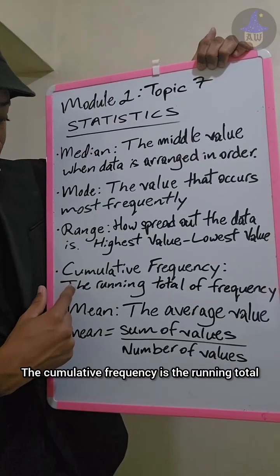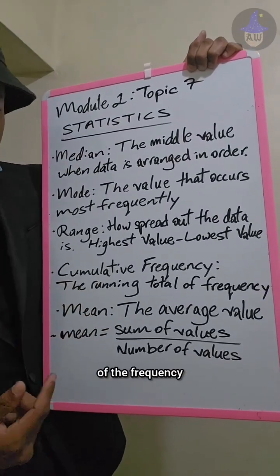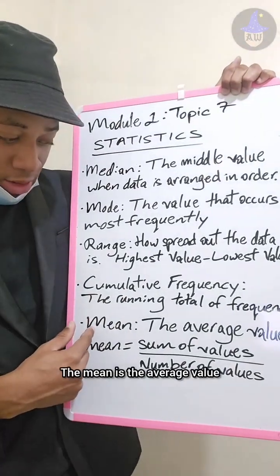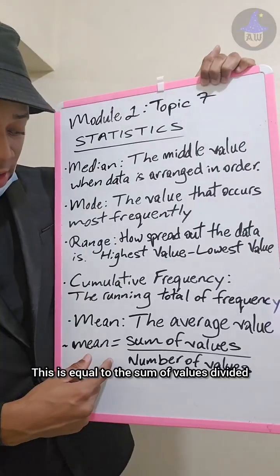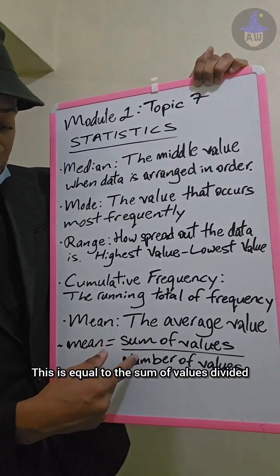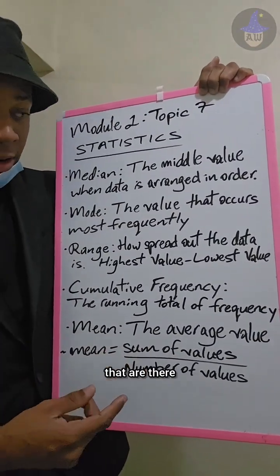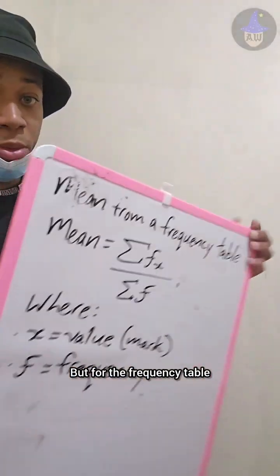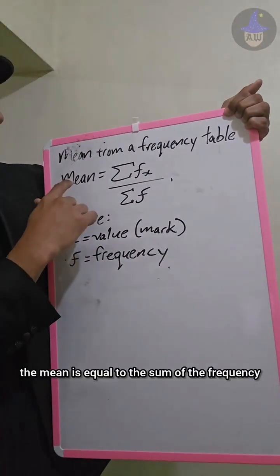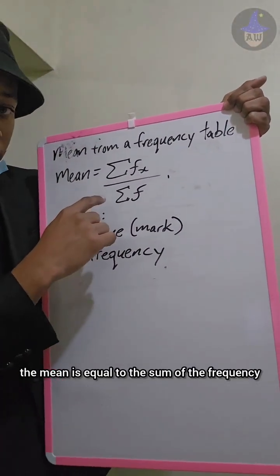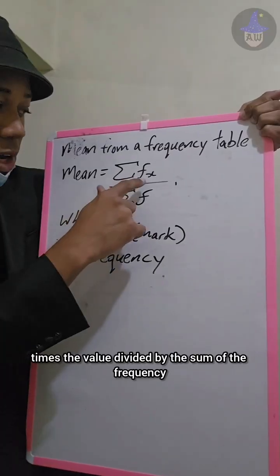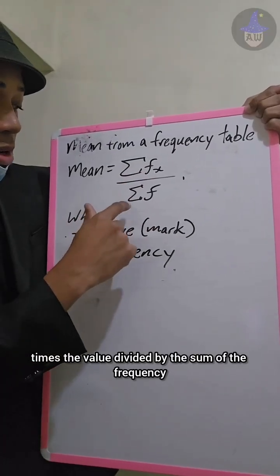The cumulative frequency is the running total of the frequency. The mean is the average value. This is equal to the sum of values divided by the number of values that are there. But for the frequency table, the mean is equal to the sum of the frequency times the value divided by the sum of the frequency.